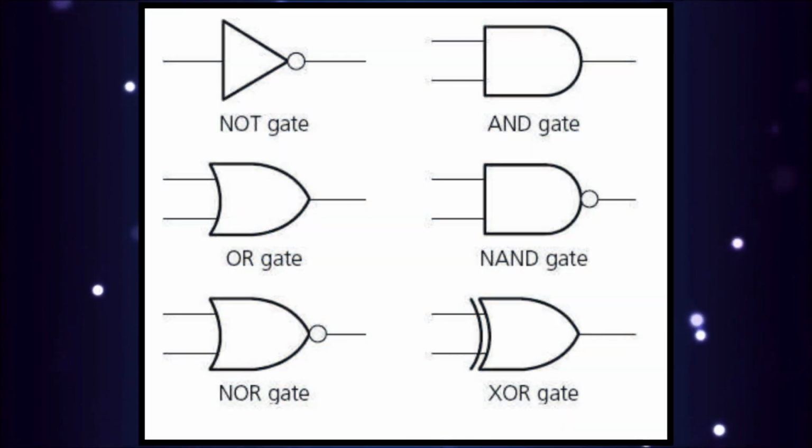There are a wide range of logic circuits and each one does a different thing. The ones I'll be showing you today are the NOT, AND, OR, NAND, NOR, and XOR gates, as these happen to be the ones that are covered in my computer science syllabus.